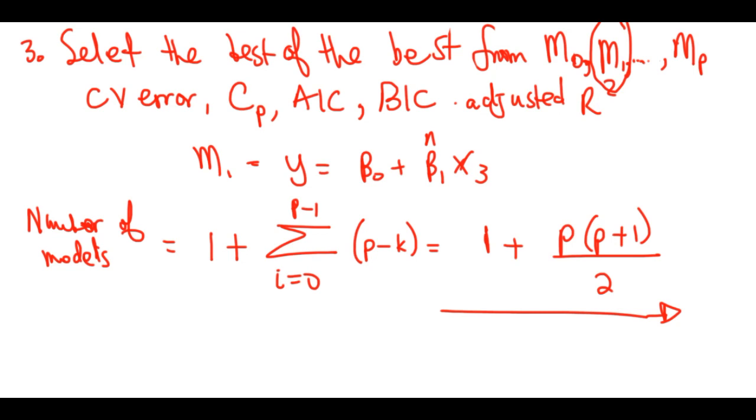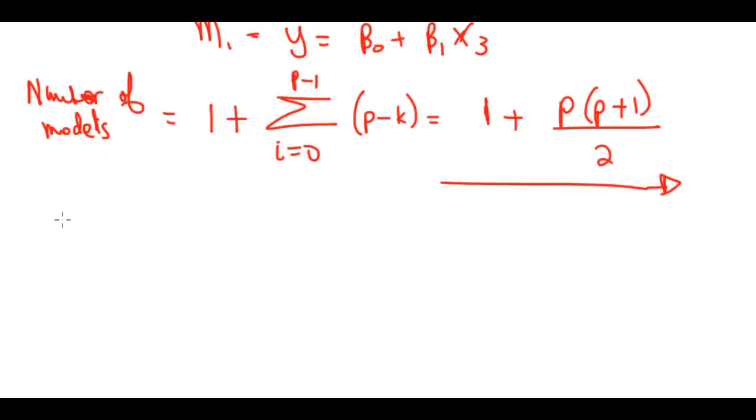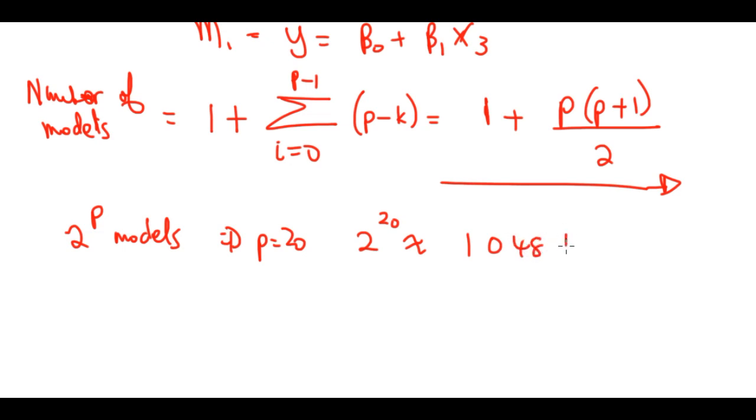So in our case, when we did best subset, it was looking at 2 to the power of p models. It was going to build 2 to the power of p models. So when our p was equal to 20, we're doing 2 to the power of 20, which is approximately equal to 1,048,576. 1 million and 48,576 models.